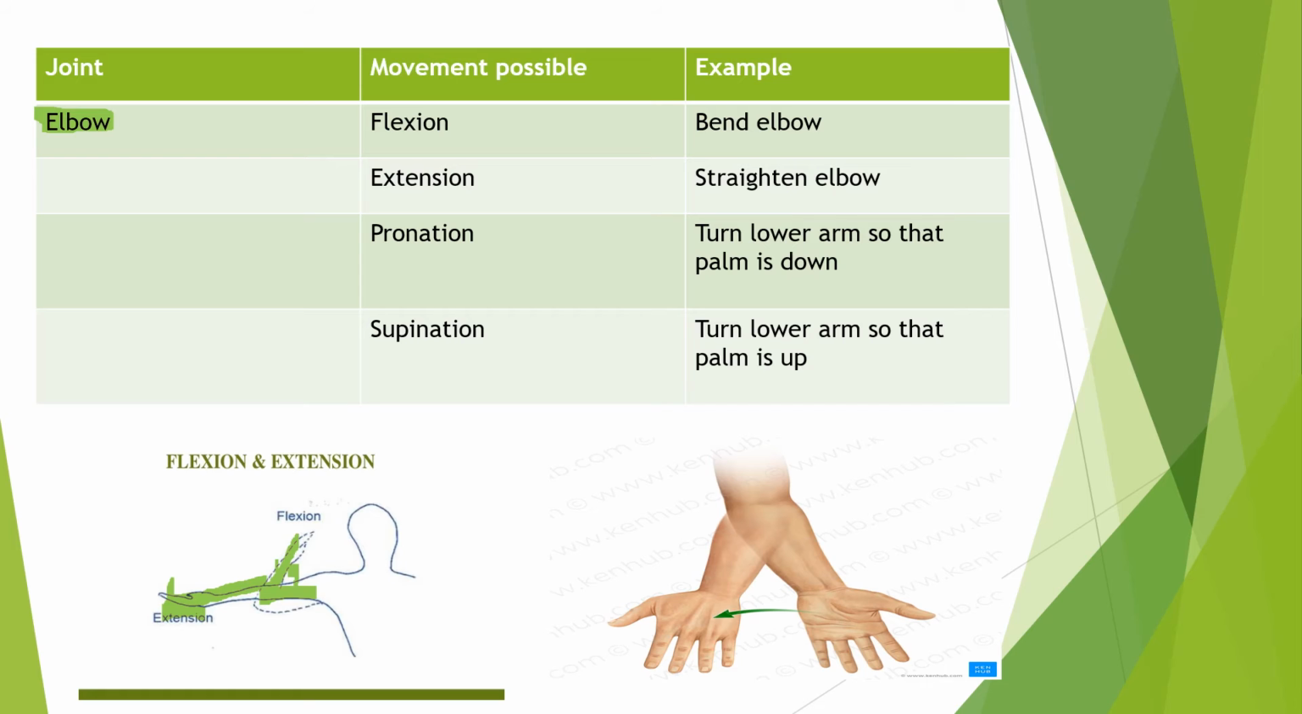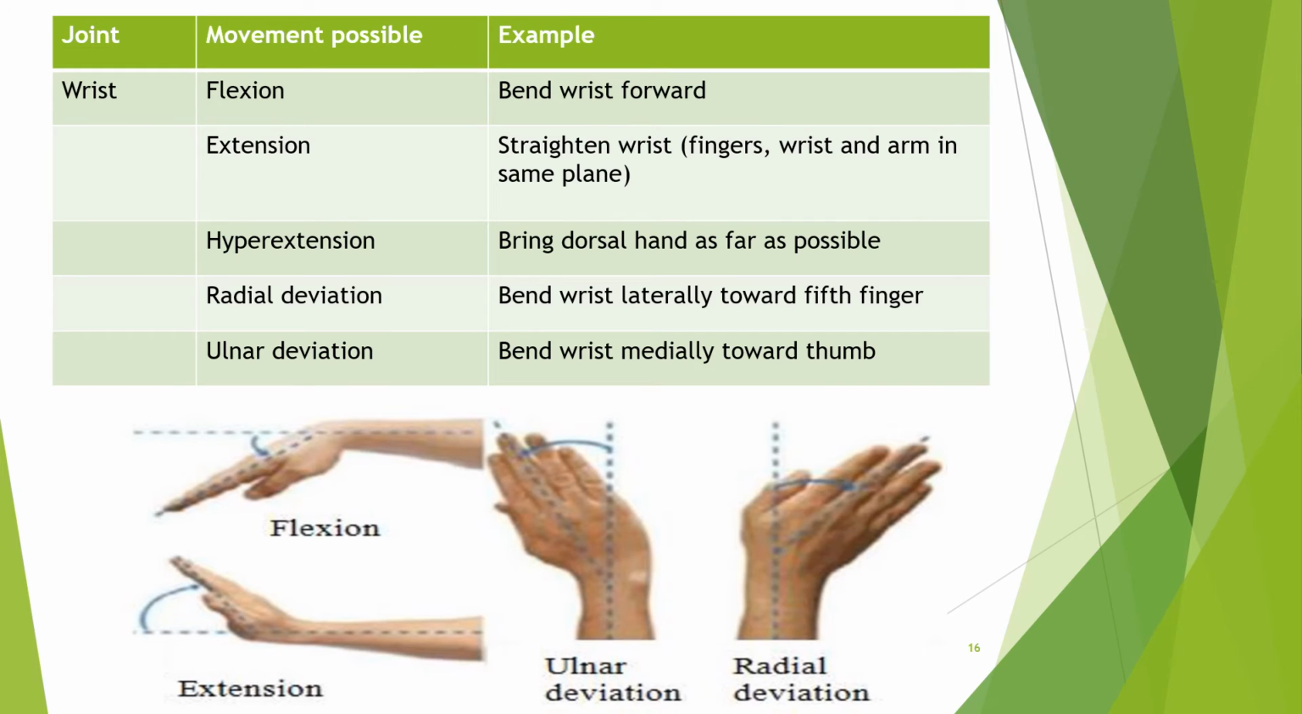And prone, in which you turn the lower arm so the palm is downward. So this is the prone position, the palm is downward. This is the supine position, palm in the upward direction. Wrist movement. Flexion is the same, decreasing the angle, the bend of the wrist.